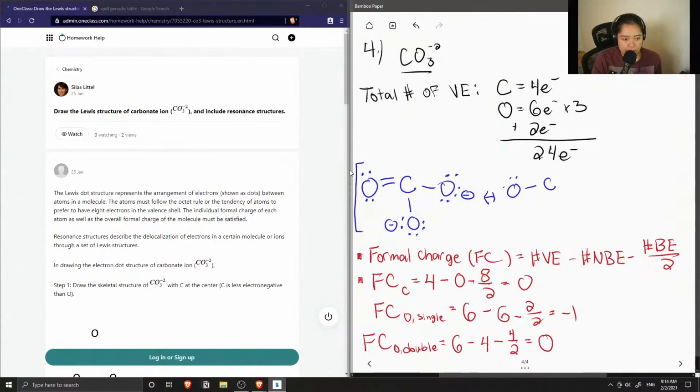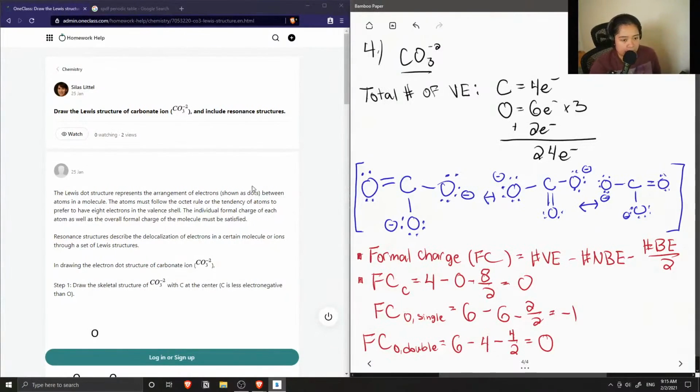So for example, we can show the double bond on our middle oxygen, and we also show how the negative charges would realistically kind of rotate between all of the oxygen atoms. So that's one resonance structure. And here is the last one, just showing all of the lone pairs and all the charges. Okay, so these are the three resonance structures for the carbonate ion.